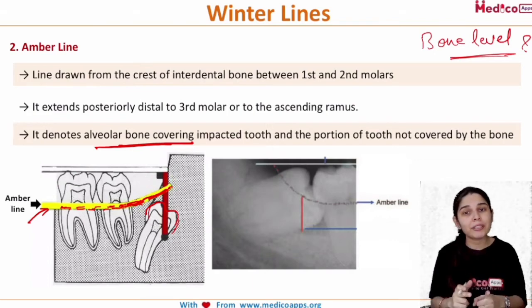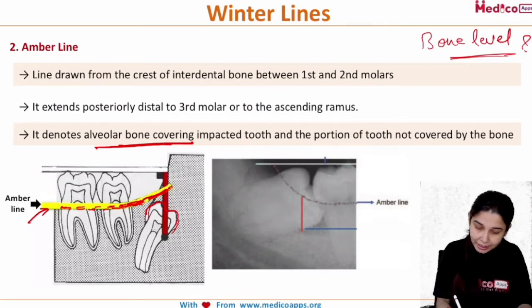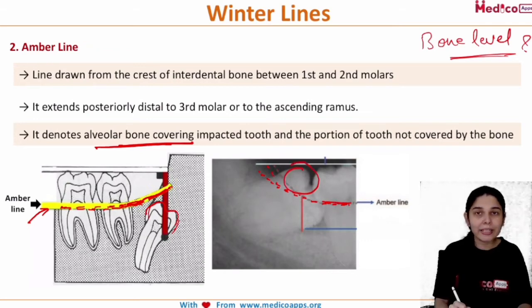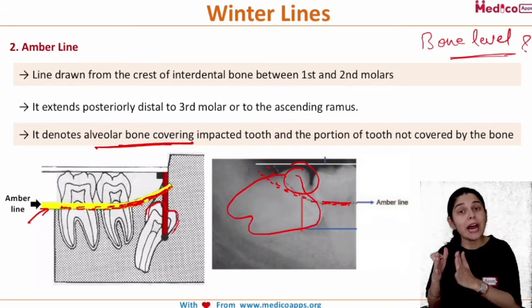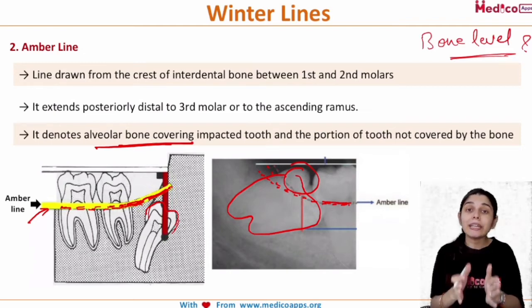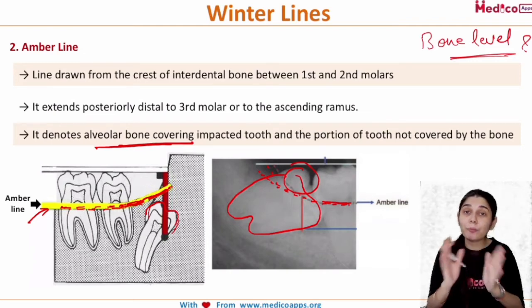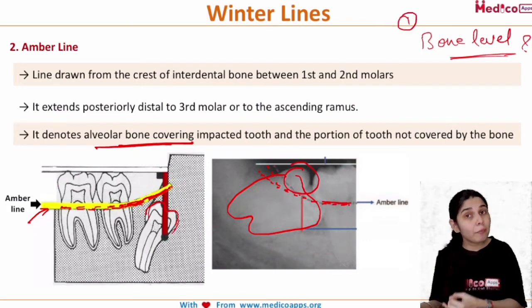And how do I represent that? Moving again to this IOPA, you can see this is the alveolar bone and this is the Amber's line. This portion is not covered by the alveolar bone. Only this portion is covered by the alveolar bone. So it is helpful in understanding the bone level which is covering the impacted tooth. That is the Amber's line. I hope you have understood. One key point about Amber's line is the bone level.